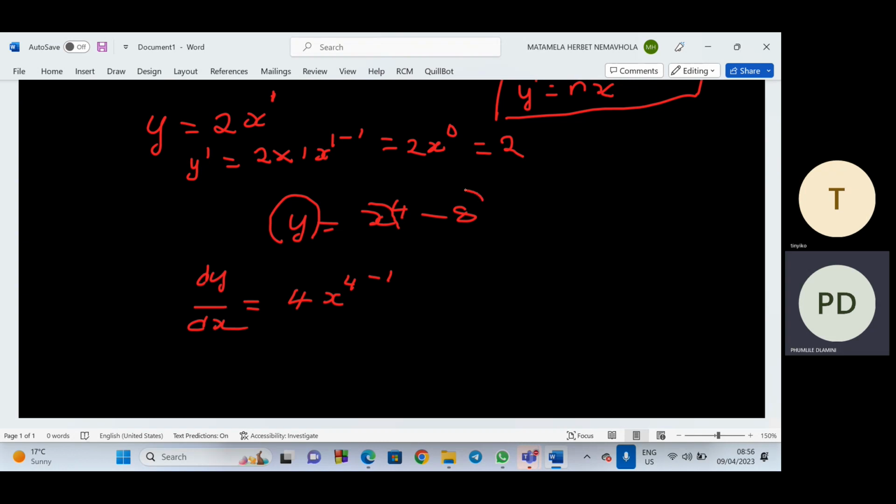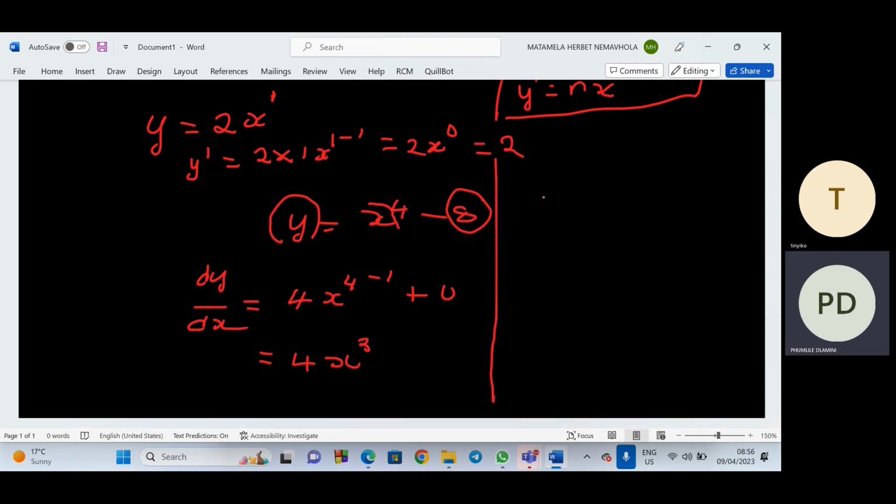And then when we differentiate a constant, a constant becomes 0. So it's going to be plus 0, which means the final answer is going to be 4 multiplied by x to the power 3. That's the differentiation.